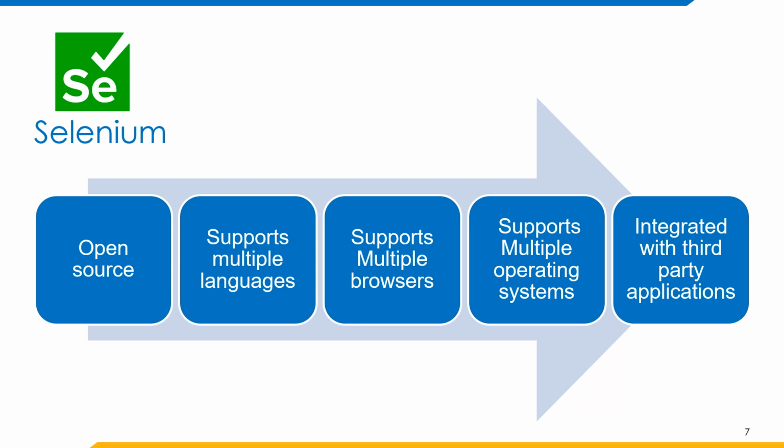Selenium is chosen as it is an open source. It supports multiple languages like Java, Python, Ruby. Scripts can be run on multiple browsers like Chrome, Firefox, IE, Microsoft Edge. It supports multiple operating systems like Linux, Windows, Mac OS. It can be integrated with third-party applications like TestNG, Cucumber. In the next slide, let's discuss about TestNG and why it is used in automation.